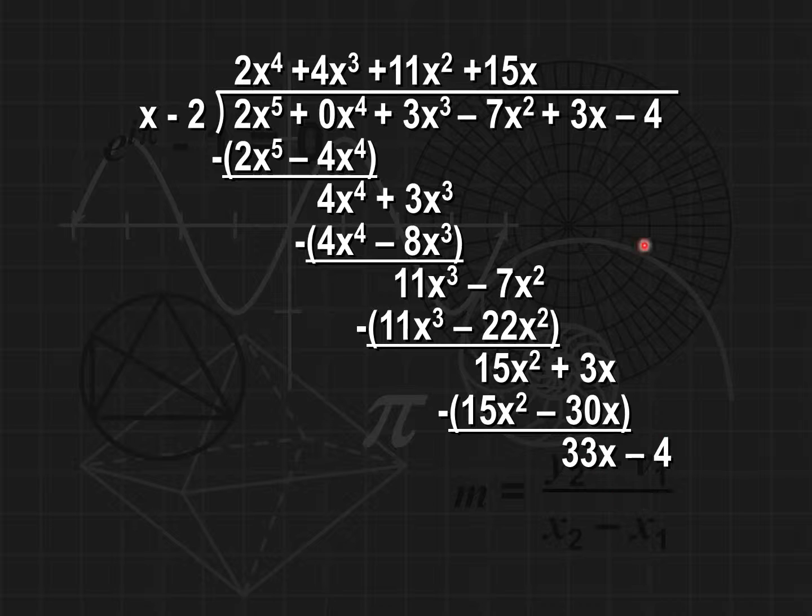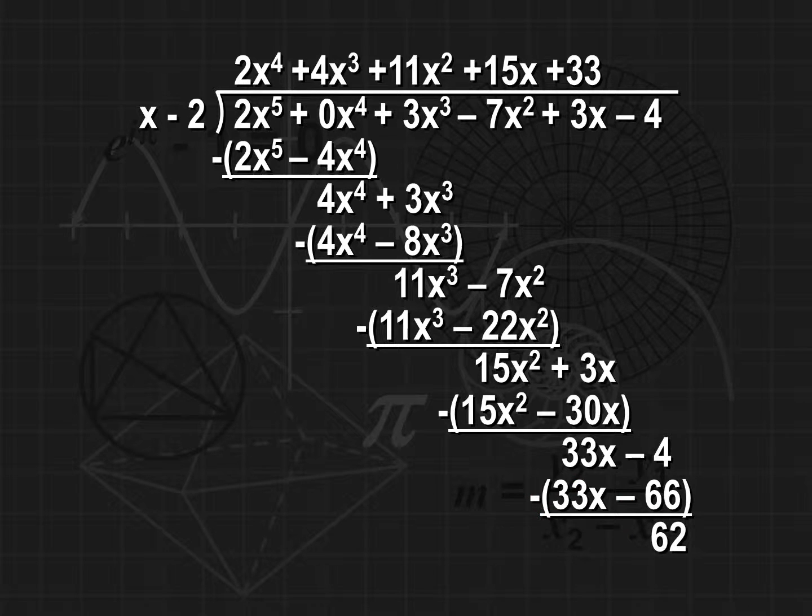Bring down my next term, which is that minus 4. So I think of, what can I multiply x by to get 33x? Well, 33. So 33 times x is 33x. 33 times negative 2 is negative 66. I subtract both of those, so I end up with negative 4 plus 66, which leaves me my remainder of 62, because there's nothing else that I can bring down.